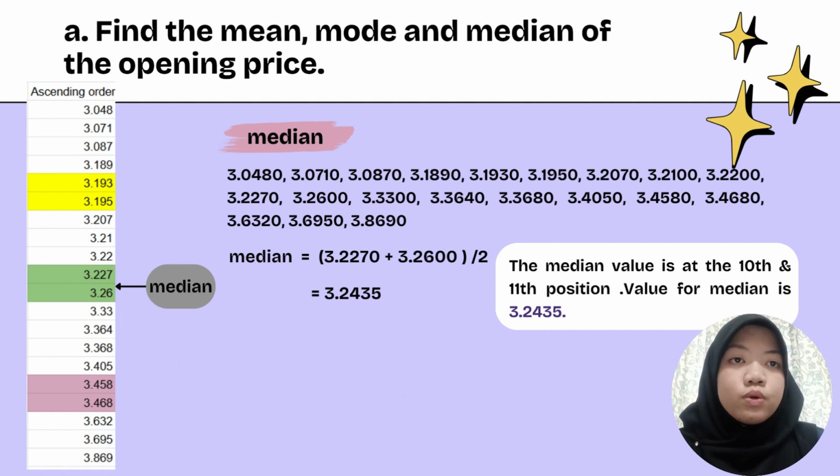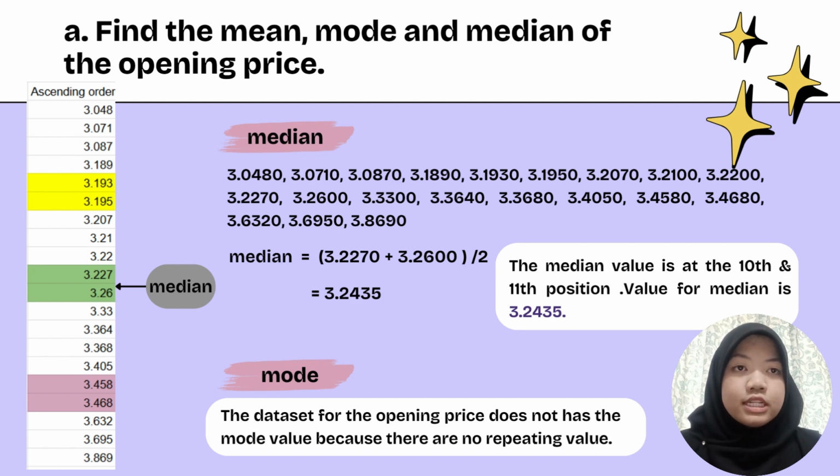For the median, first we have to arrange the numbers in ascending order, where we get the median using the formula n plus 1 over 2. So we got 10.5. So the median value is at the 10th and 11th position, where the value is 3.2435. For the mode, there is no mode in this dataset because there is no repeating value.